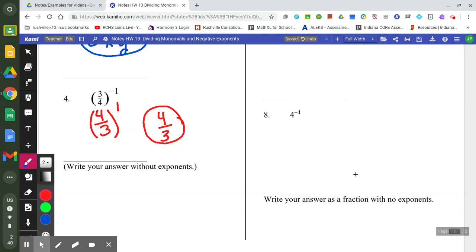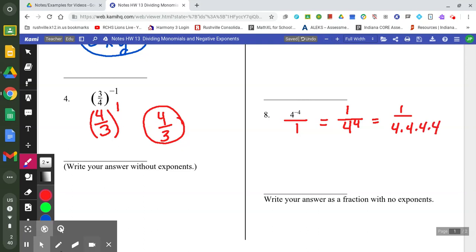And then number 8 is a lot like number 6. So this is not a fraction. I'm going to make it a fraction. And then my 4 to the negative 4, the 4 goes on the bottom, and then the negative 4 changes to a positive 4, and we can't have the top of the fraction empty, so I have to put a 1. And then again, this means 1 over 4 times 4 times 4 times 4, which is 1 over 256.